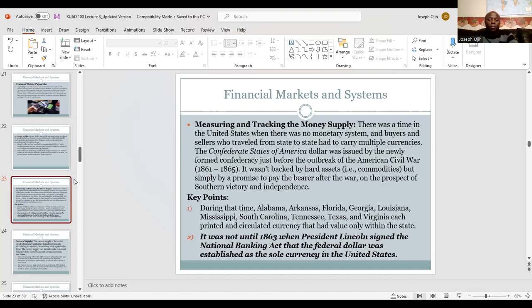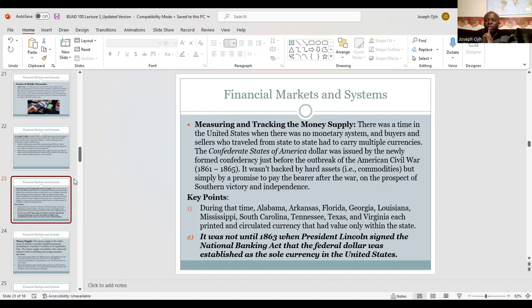The Confederate States of America dollar was issued by the newly formed Confederacy just before the outbreak of the Civil War. Before the outbreak of the Civil War, some of the states decided to secede. They decided that they would no longer be part of the US, and they called themselves the Confederate States. So they developed the dollar that they would be using, but it wasn't backed by a hard asset like commodities.